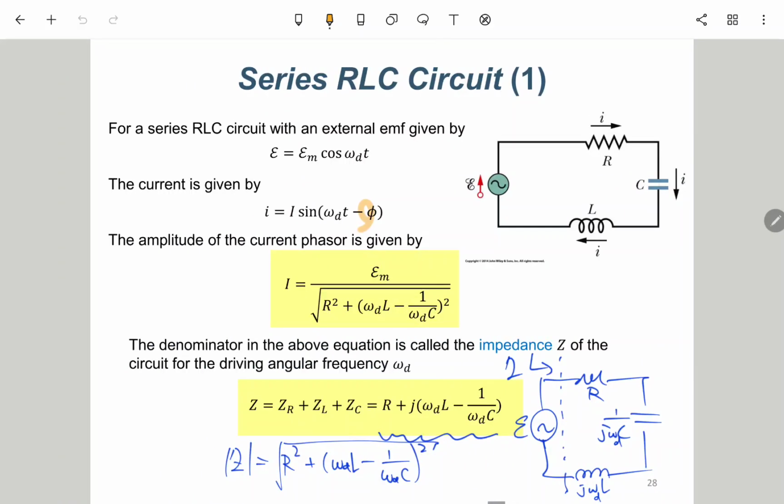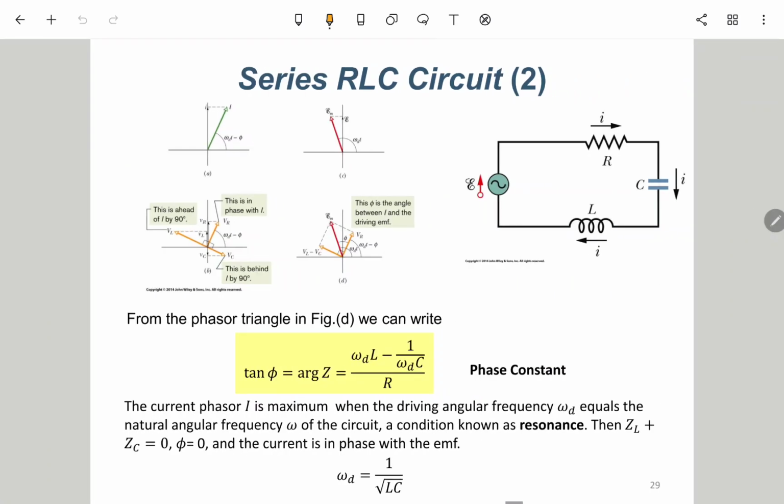Okay, so if you can understand how this impedance comes about, then you will easily understand why this is like that. We have this, which will be the absolute value of the impedance. This will be the phase, the phase of the complex number of the impedance.